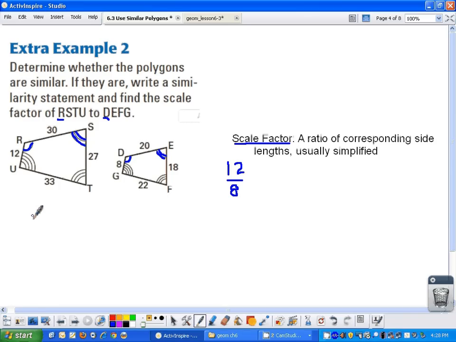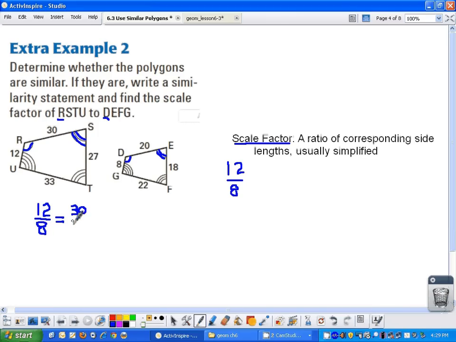So the next check is to make sure that the corresponding sides are in proportion. Remember, that was the second part of how we know whether two figures are similar. So we've got 12/8, since sides RU and DG are corresponding sides. So I wrote 12/8. And that should be equal to 30/20.